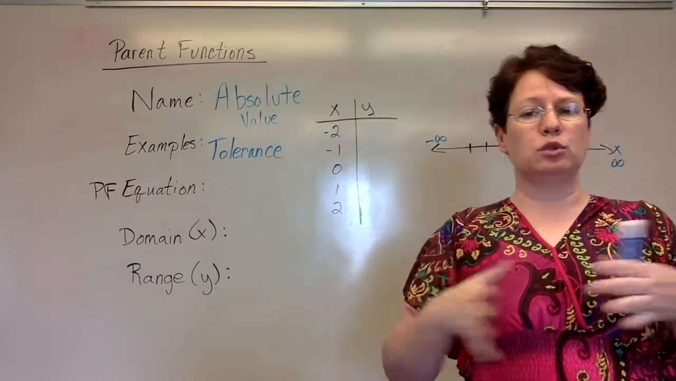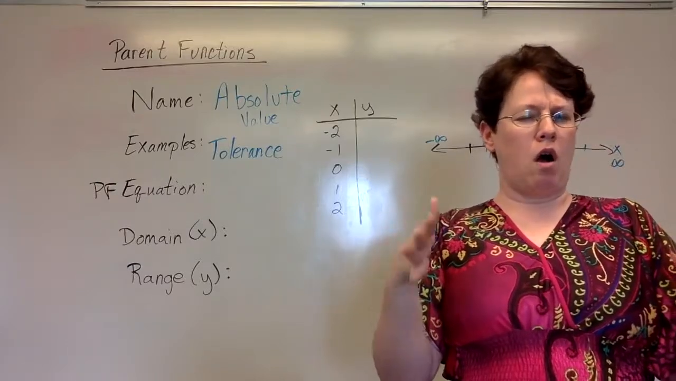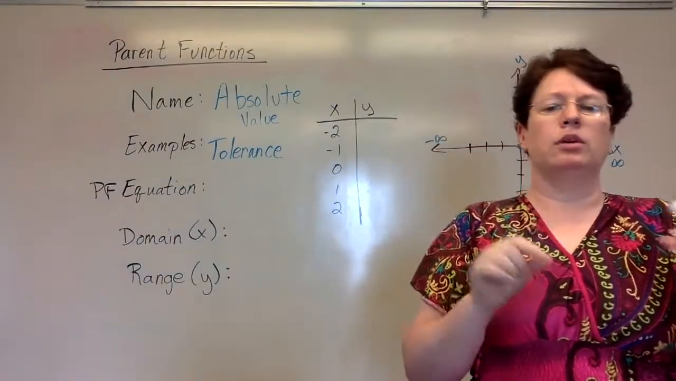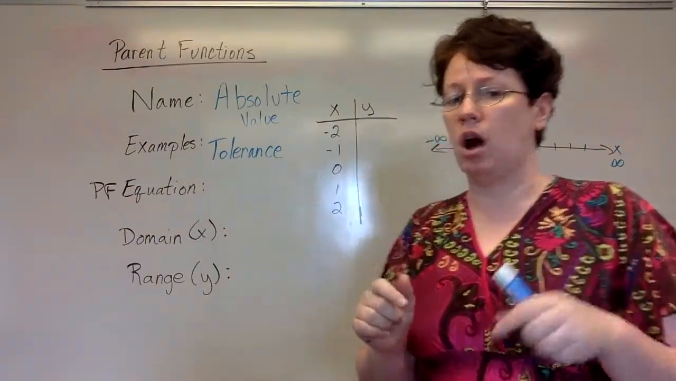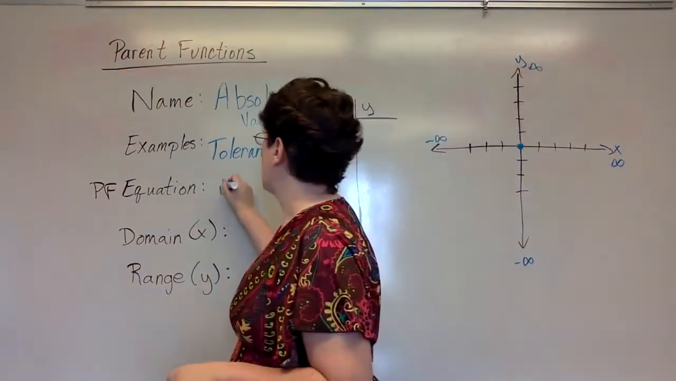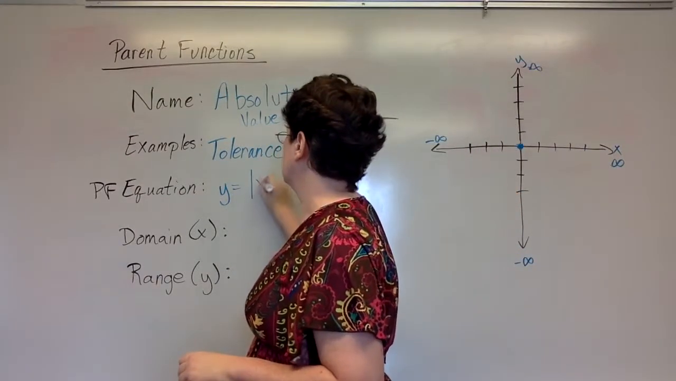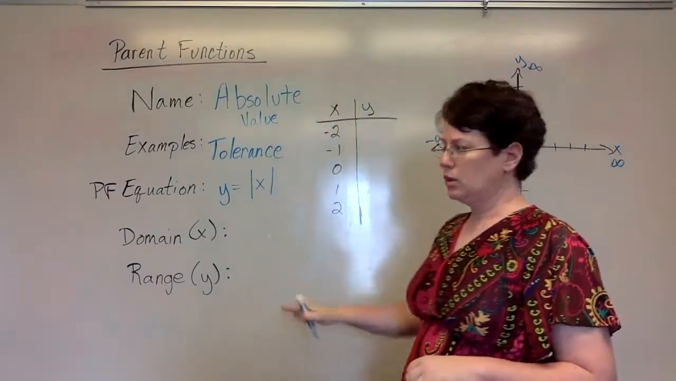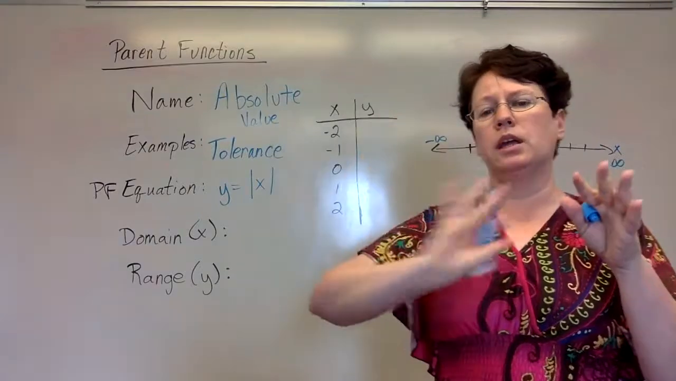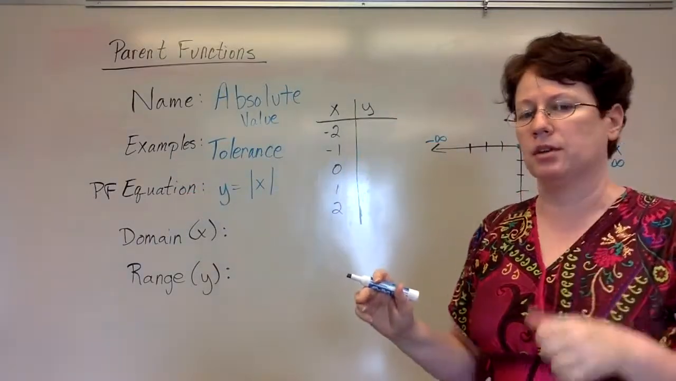And that little bit that it's off is called a tolerance. So in absolute values, we're dealing with the measurements. How off is it? Is it a little bit above or a little bit below? And so we look at what we call tolerances with that. Parent function equation is y equals, and then there's two vertical bars. Two vertical bars. That means take the absolute value. Whatever number we plug in, boom, always comes out positive.